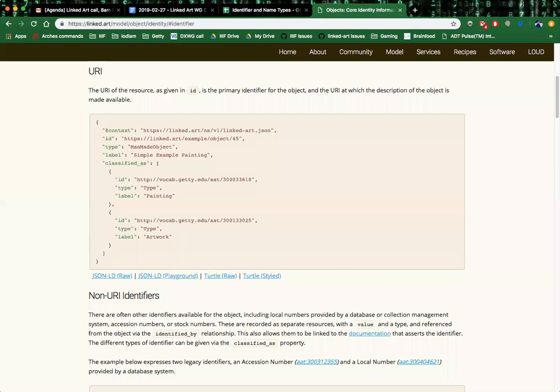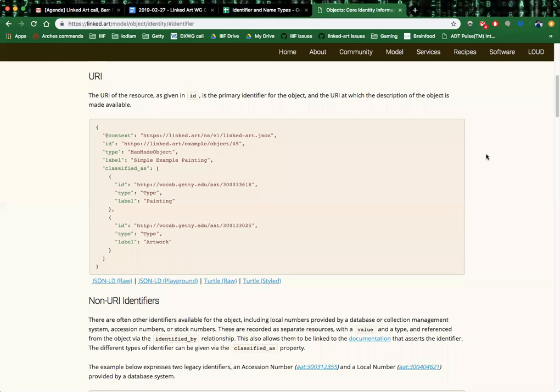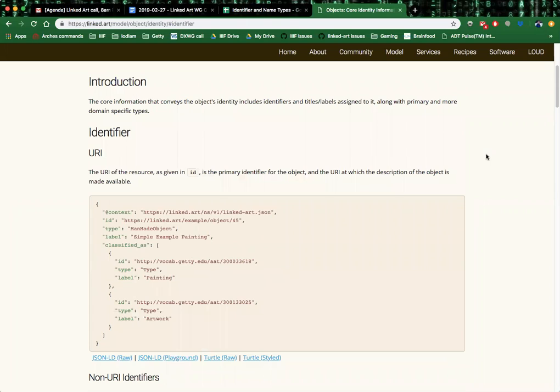We're now just starting the discussion for the model, continuing from last time about identifiers and titles. So last time we talked about identifiers and sort of the core identity information for objects. I'm going to share my screen, particularly for the recording. So hopefully now you should all see the identifier page in the model for objects.